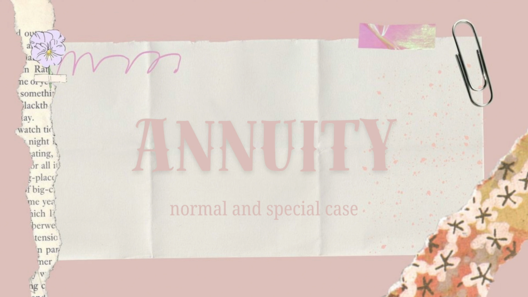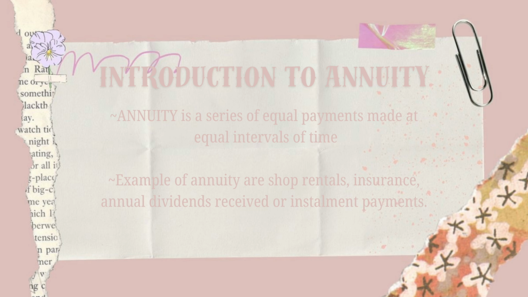We will be having two kinds of cases for today. First we have the normal case, and the second one we have the special case. First I will be introducing to you what is annuity. So annuity is basically a series of equal payments made at equal intervals of time. Several examples of annuity are rentals, insurance, annual dividends received, or installment payments. So I will jump right into the problem statement.